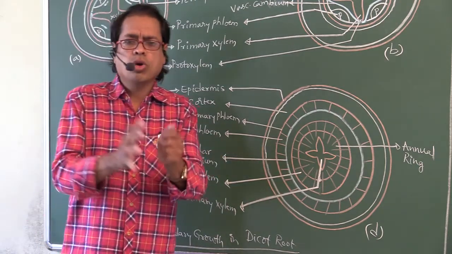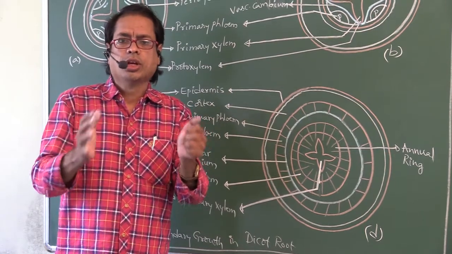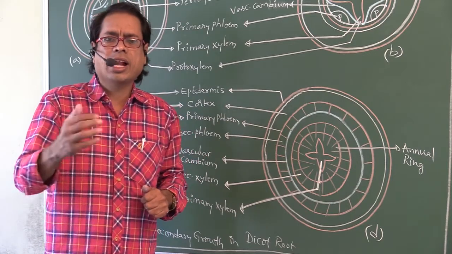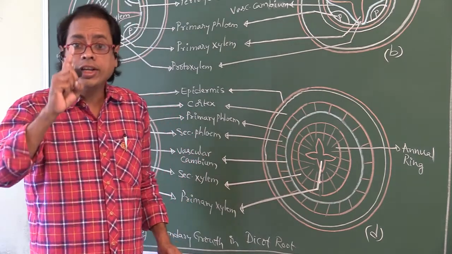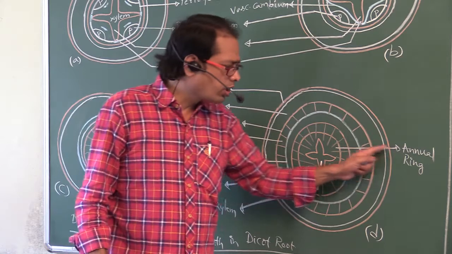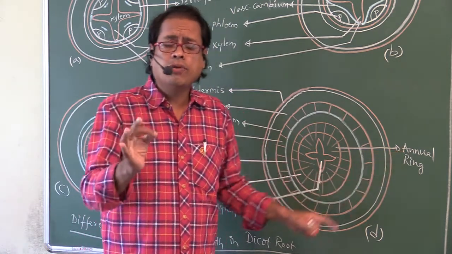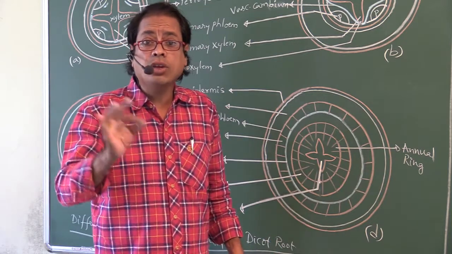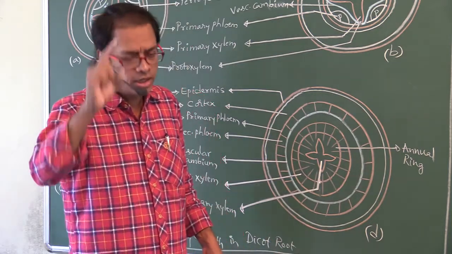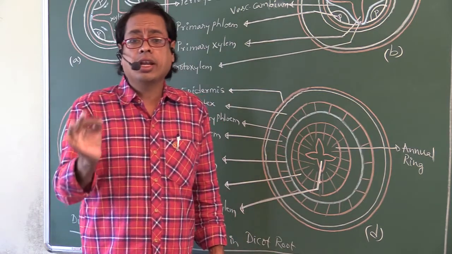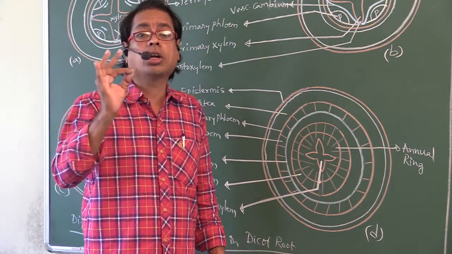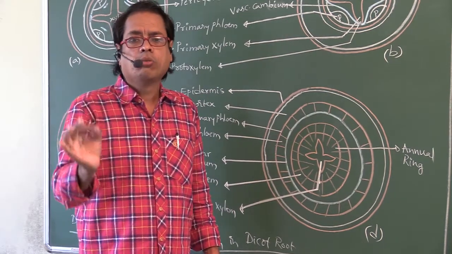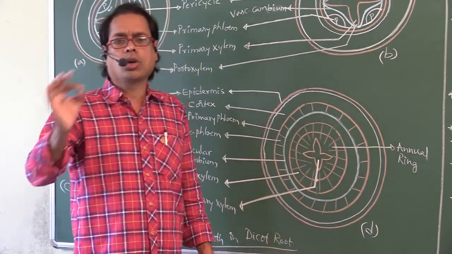Due to accumulation of more and more secondary xylem, this secondary xylem later on converts into annual rings. This is the annual ring. So, do you find annual rings in dicot stem? Yes. Do you find annual rings in dicot root? Yes. Annual rings are found in both dicot stem and dicot root. True.